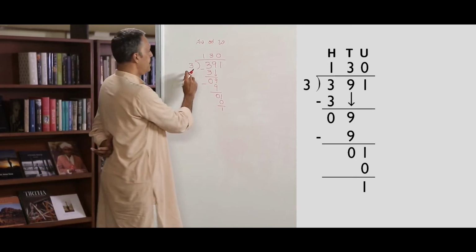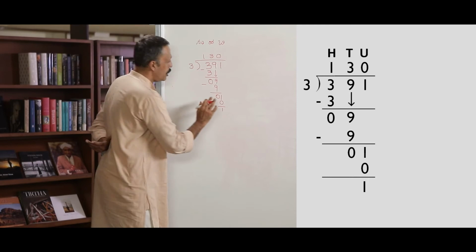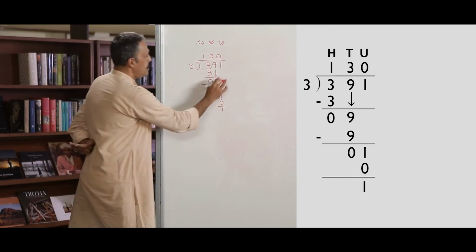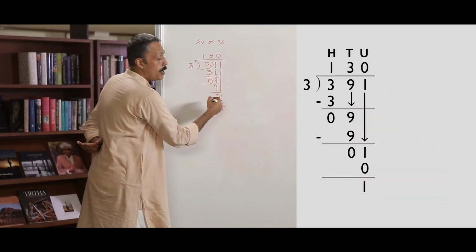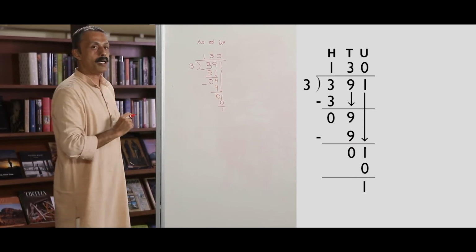Most common mistake by children is they forget writing this 0. They get the remainder once this 1 is brought down here. They do not continue the process. Let us take another example.